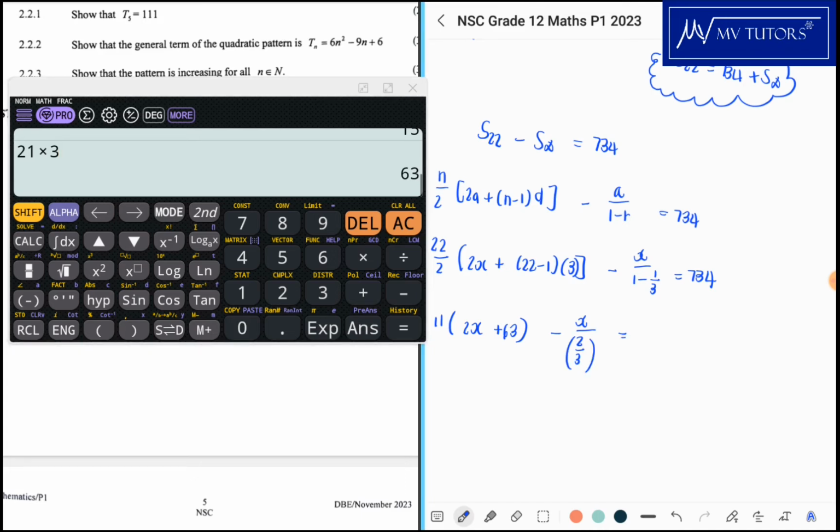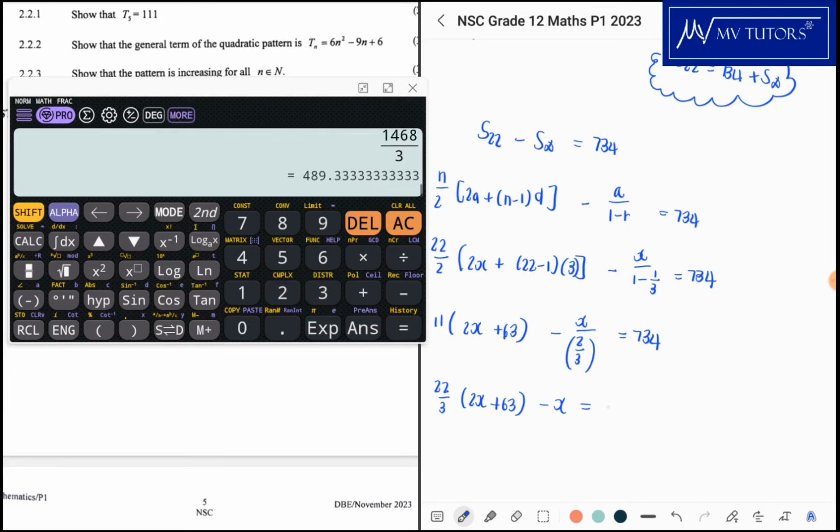Okay, I don't like fractions, so I'm going to multiply by 2/3 throughout. So 11 times 2/3. And that's 22 over 3. Okay, so I have 22 over 3 multiplied by 2x plus 63. And I have minus x. And now what is 734 multiplied by 2/3? Okay, 734 multiplied by 2/3.